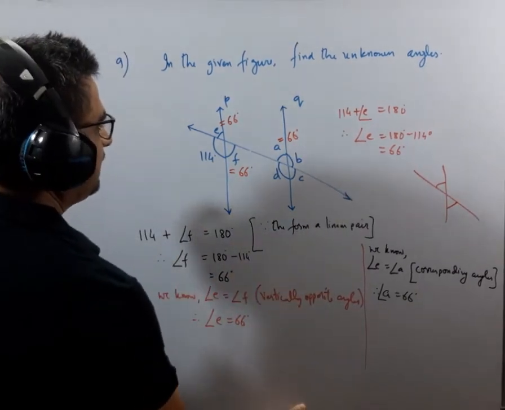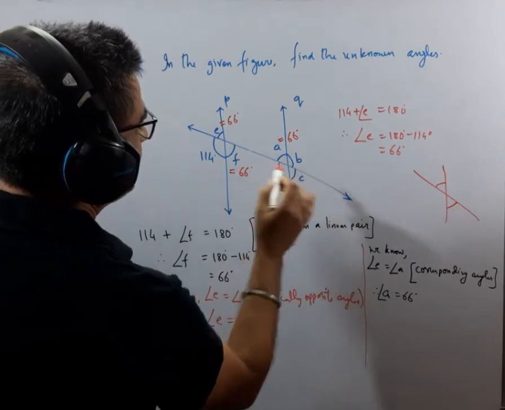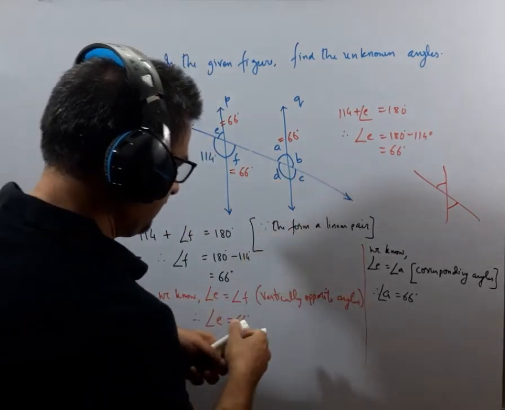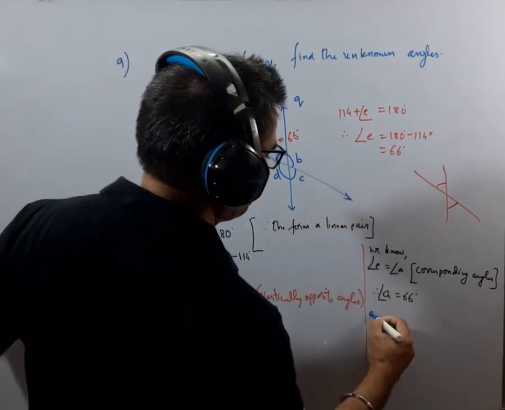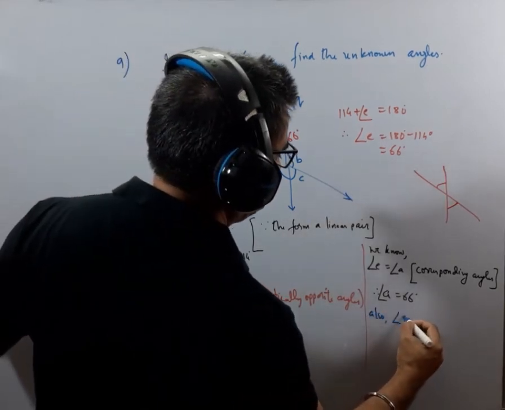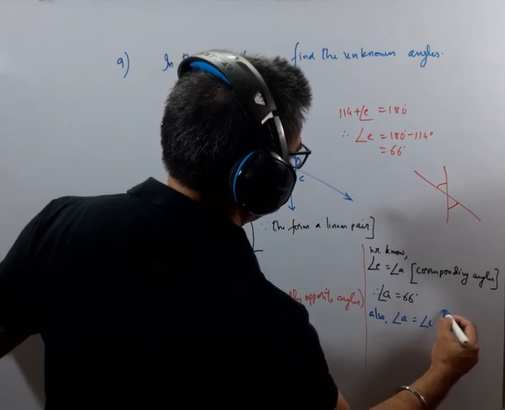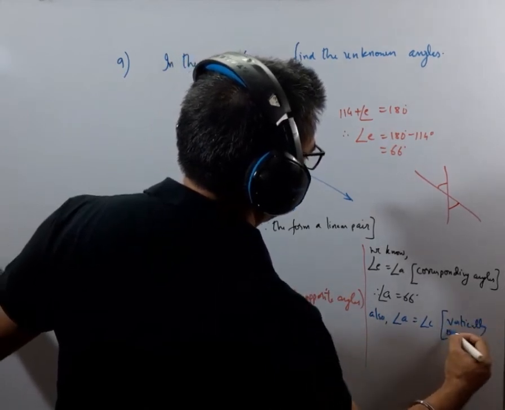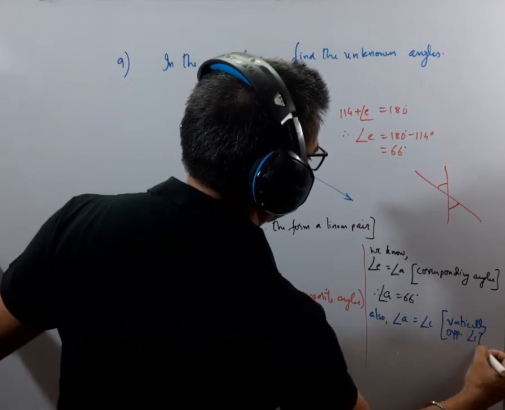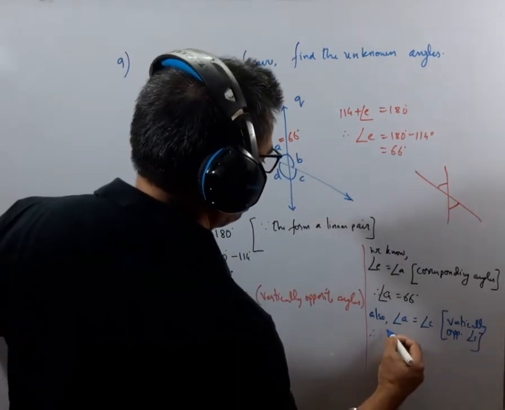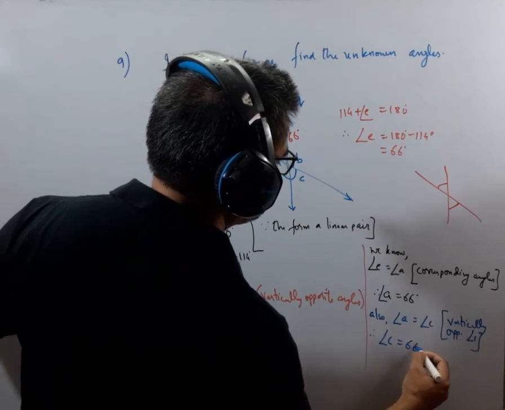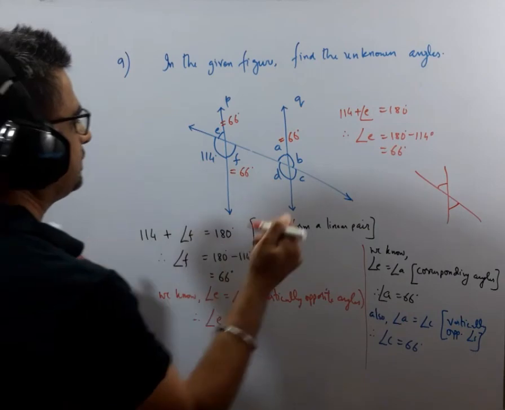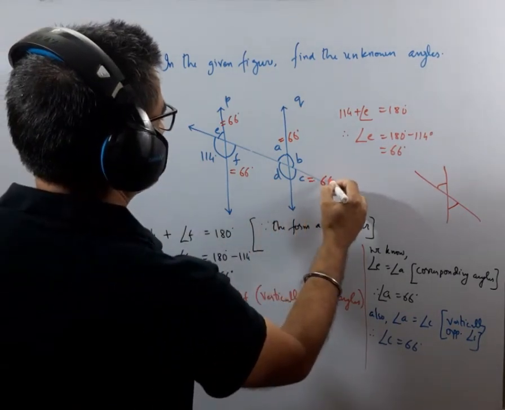Now you would see that angle A and angle C are vertically opposite angles. Angle A is equal to angle C. They are vertically opposite angles, and therefore angle C is equal to 66 degree. So this is equal to 66 degree.